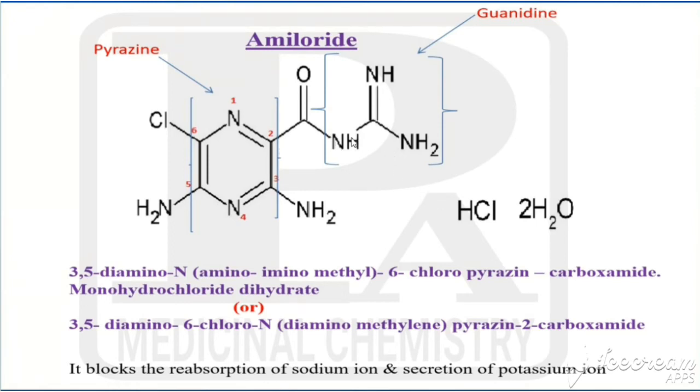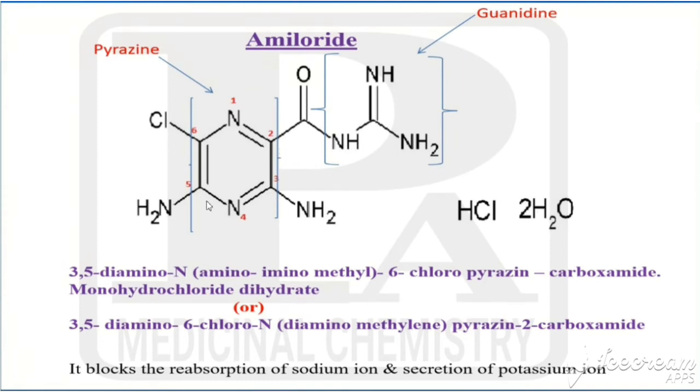Now we will see the chemical name of this amiloride. For amiloride, what is the parent one? This is called pyrazine. Pyrazine with the CONH2 is called an amide or carboxamide. So what is the chemical name? Pyrazine-2-carboxamide is the parent one for this. 3,5-diamino. Here, with the amide nitrogen, what is attached? Amino, imino, methyl. Close the bracket. 6-chloro-pyrazine-2-carboxamide monohydrochloride dihydrate. So that is one name.